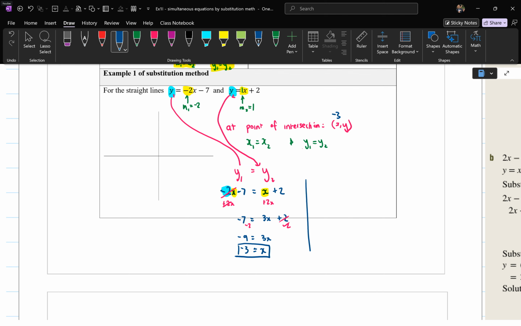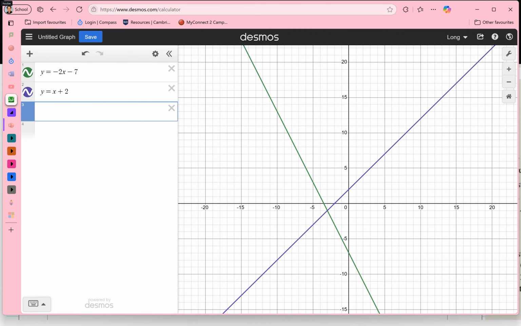So I would have just said, sub x equals negative 3 into y2. y2 equals now negative 3 plus 2. And that's negative 1. So what you just figured out is the point of intersection must be at negative 3, negative 1. So if I go back to Desmos and test that out, negative 3, negative 1, there it is.